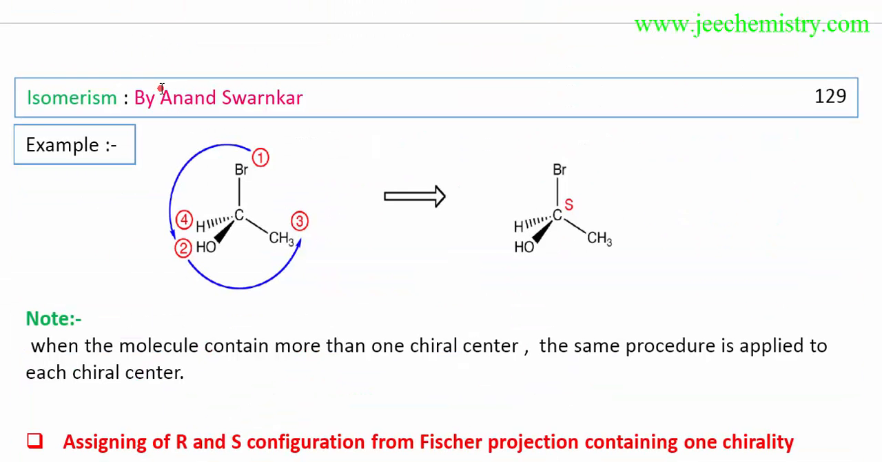Now in the example, if this configuration is given, this atomic number priority will be given. We have to provide 1, 2, 3, 4: the higher atomic number bromine, then oxygen, then carbon, then hydrogen. Hydrogen is the lowest priority group, and it is in the backward direction in the dash position. So the structure is correct. The order followed is 1, 2, 3. This is counterclockwise, anti-clockwise, so S nomenclature will be given. This is the S configuration.